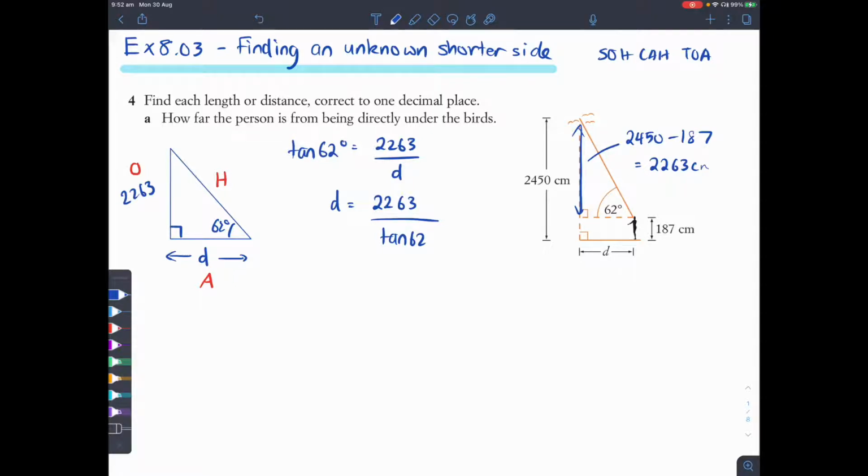So 2,263 divided by tan 62 will give us 1,203.258. If I round this to one decimal place, that'll be 1,203.3 centimeters. That's what it says to do. All right, that's question 4A done. Let's move on to 4D.